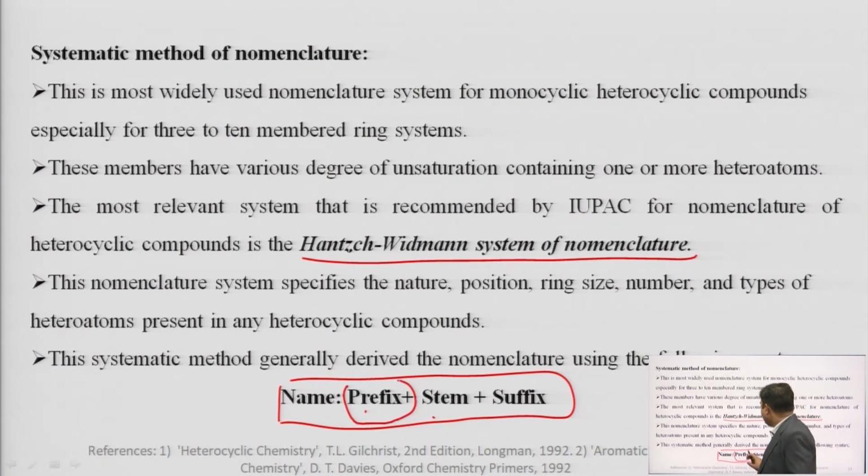Prefix is telling about the heterocyclic atom which is present, the heteroatom you can say. Stem is all about the ring size and type. Then suffix is there. So, the nomenclature system specifies the nature, position and ring size, number and types of the heteroatom present in any heterocyclic compound.